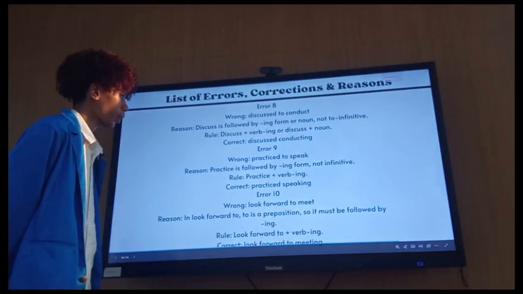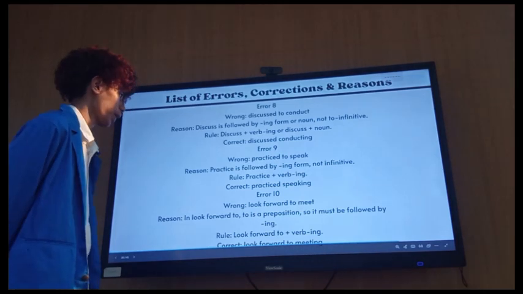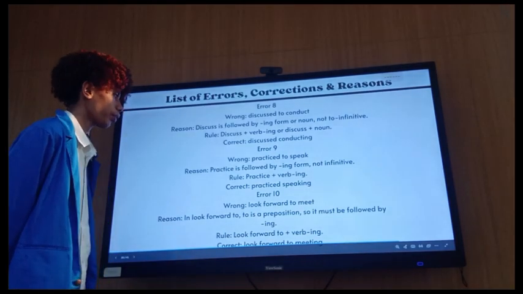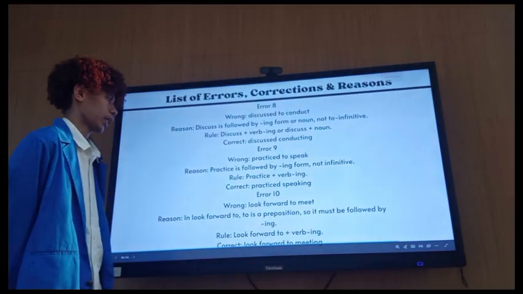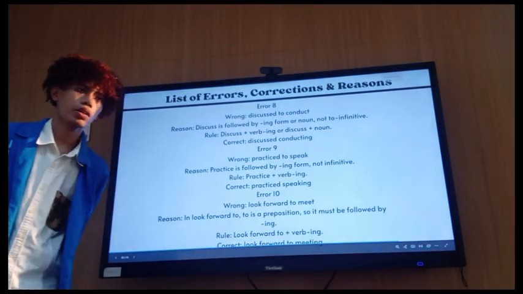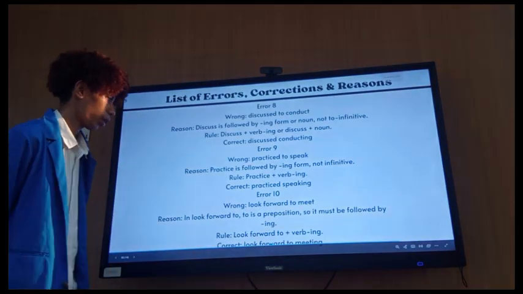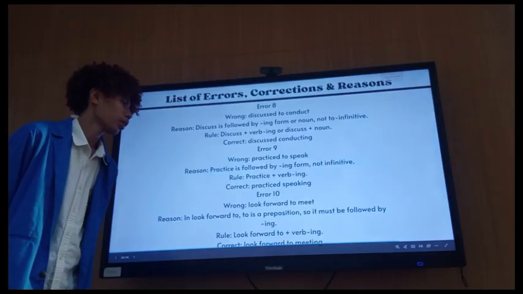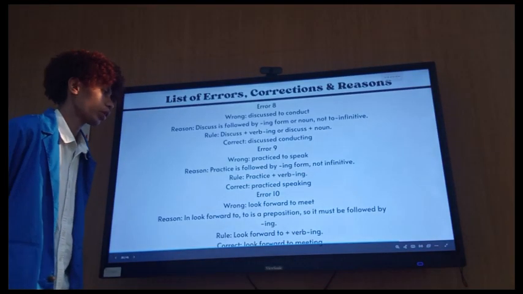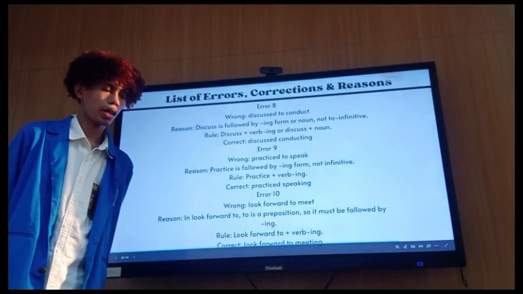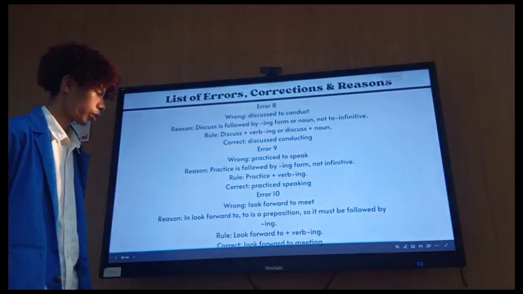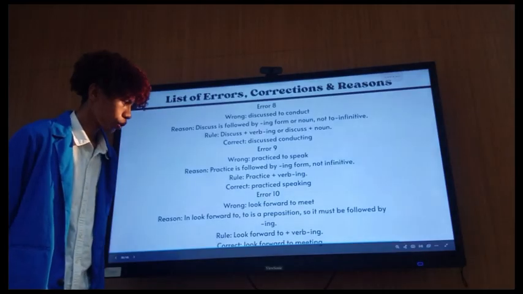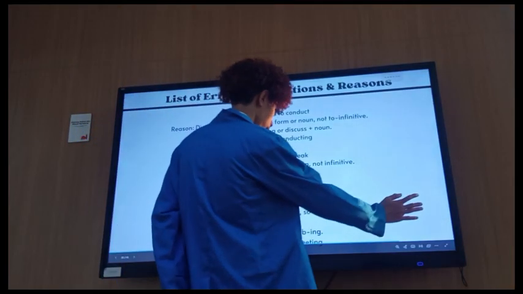Error 9. Wrong: "practice to speak." Reason: "practice" is followed by -ing, not the infinitive. Rule: practice plus verb-ing. Correct: "practice speaking." Error 10. Wrong: "Aram looks forward to meet." Reason: in "look forward to", "to" is a preposition, so it must be followed by -ing. Rule: look forward to plus verb-ing. Correct: "look forward to meeting." Next.